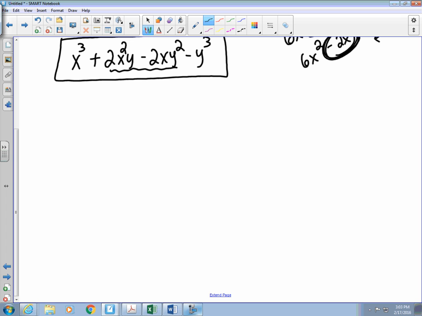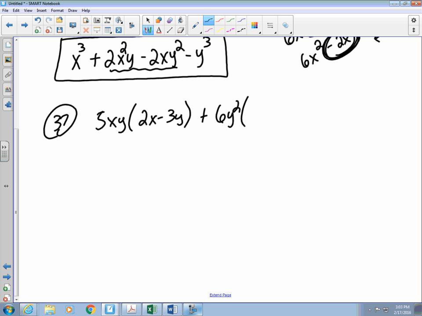37 is the same idea. It's actually a little bit easier. It's just going to be something like this. And you just distribute. Again, adding the exponents when you multiply them, which is what we're doing when we're distributing.